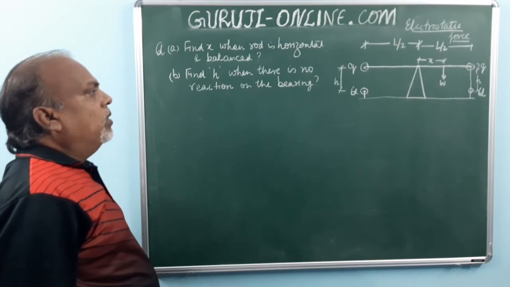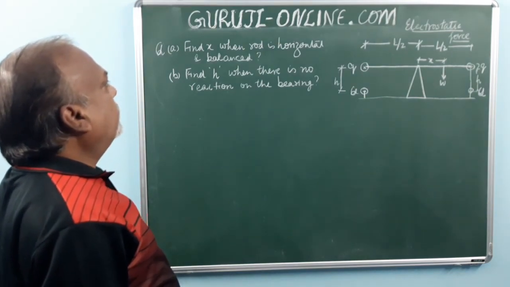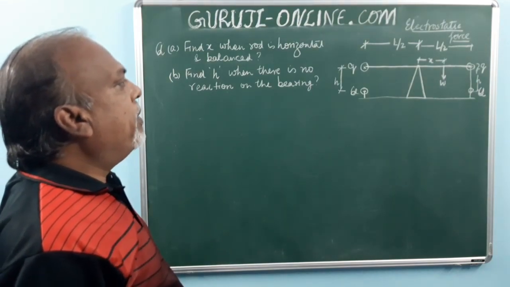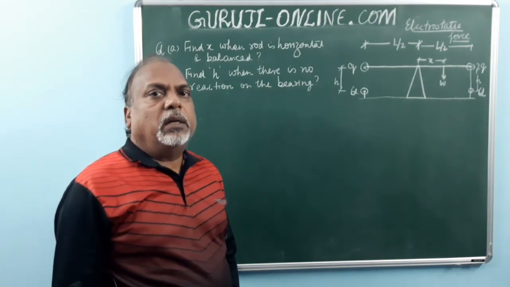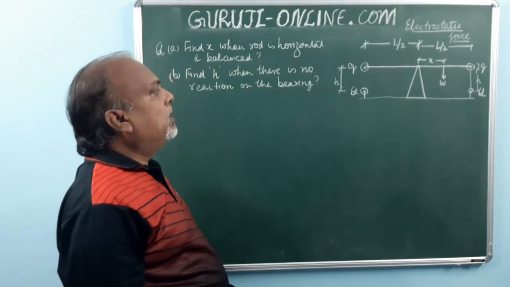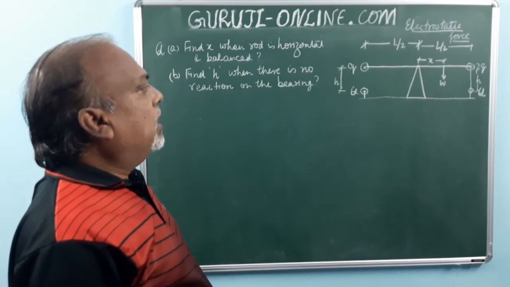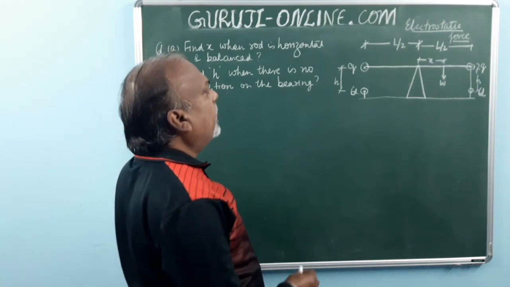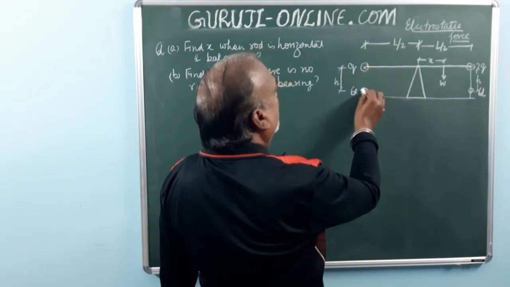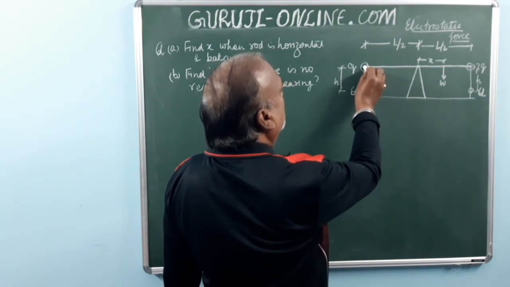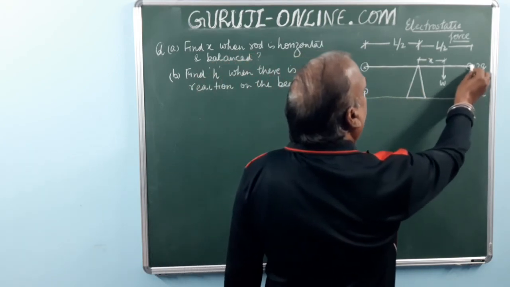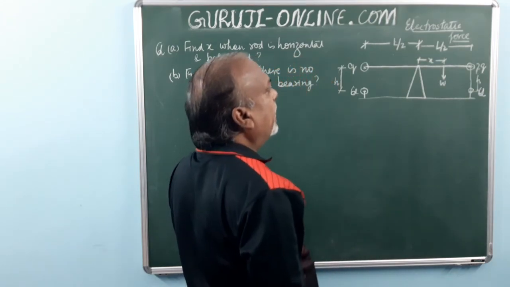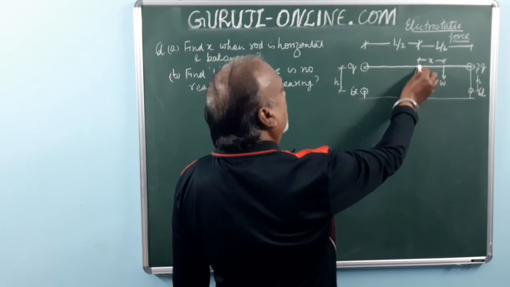So we have to find x when the rod is horizontal and balanced. Means when the rod is at equilibrium. Now, let us draw the free body diagram of this rod. We will have the repulsive force here and repulsive force here, and there will be a force due to this weight, and of course there will be a normal reaction here.